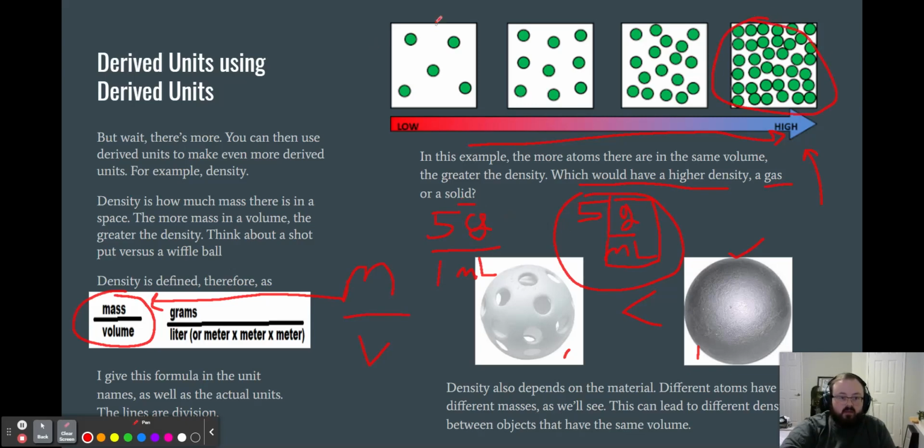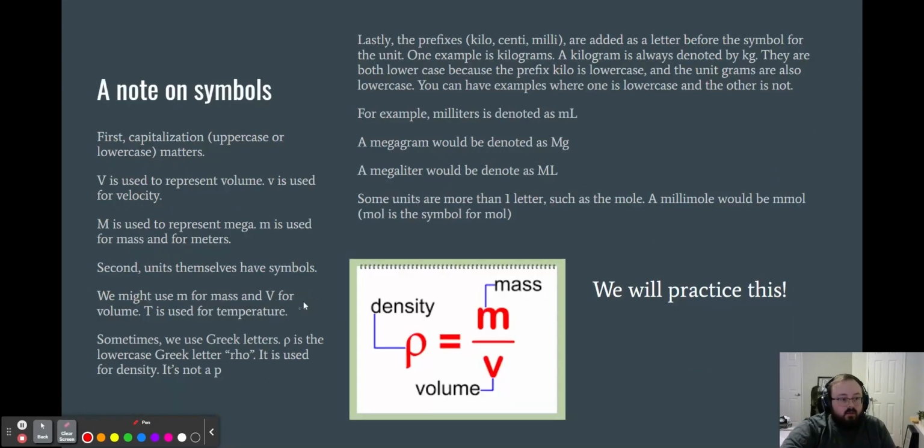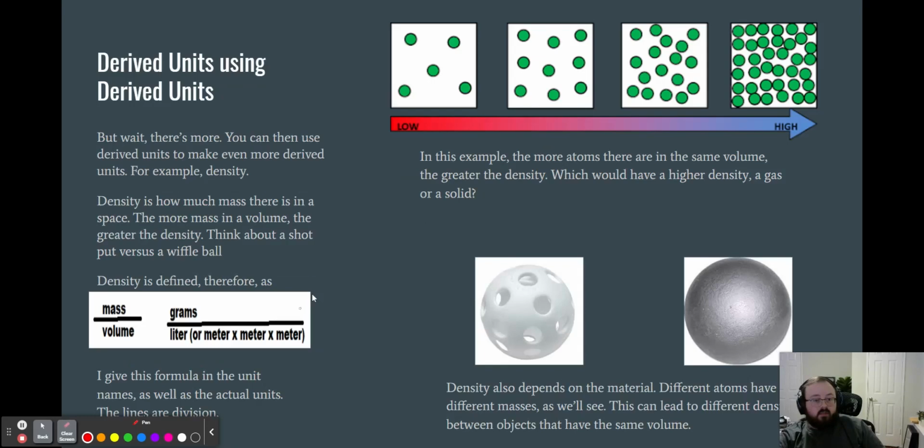This is what a solid might look like. This is what a gas might look like. Depends on how many atoms there are. And finally, that's all for symbol units. So some common units. I just want to get back to this.